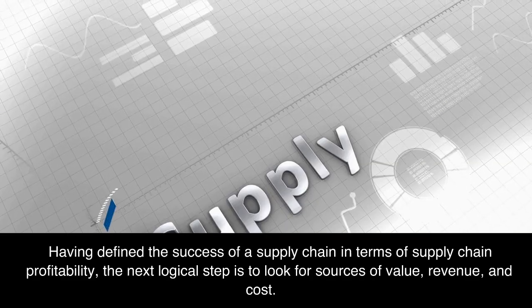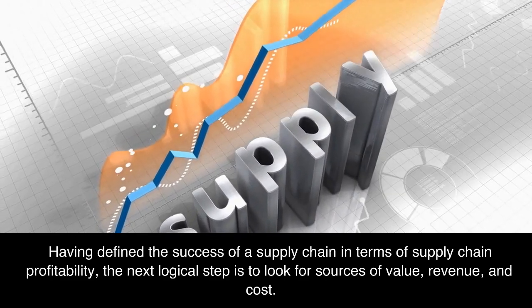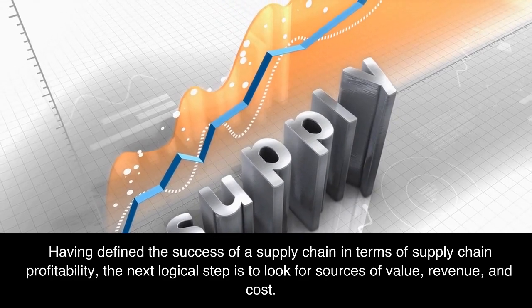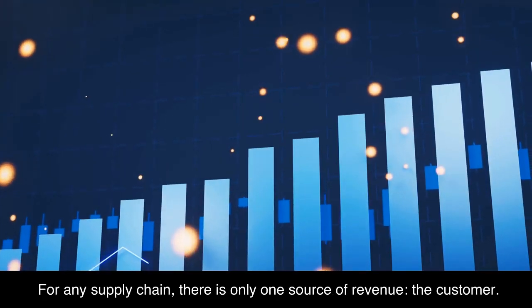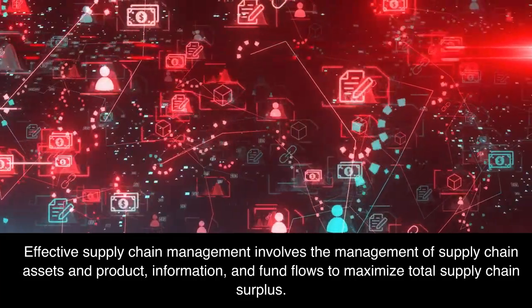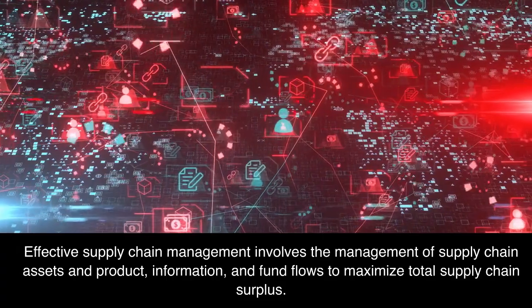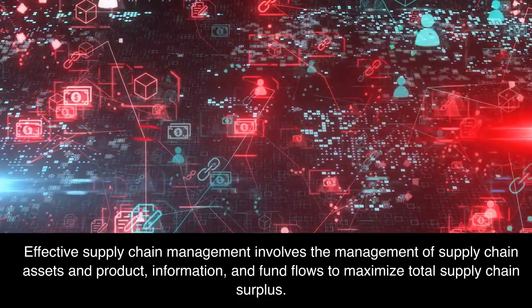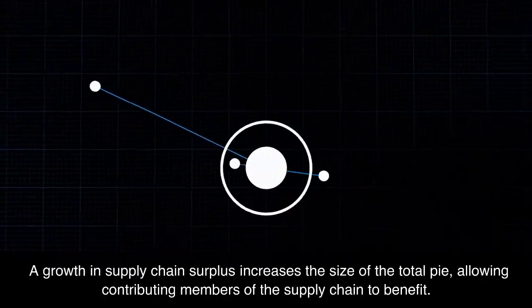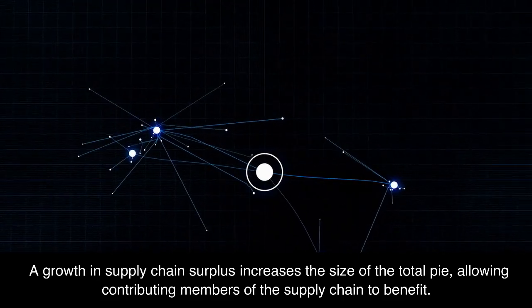Having defined the success of a supply chain in terms of supply chain profitability, the next logical step is to look for sources of value, revenue, and cost. For any supply chain, there is only one source of revenue: the customer. Effective supply chain management involves the management of supply chain assets and product, information, and fund flows to maximize total supply chain surplus. A growth in supply chain surplus increases the size of the total pie, allowing contributing members of the supply chain to benefit.